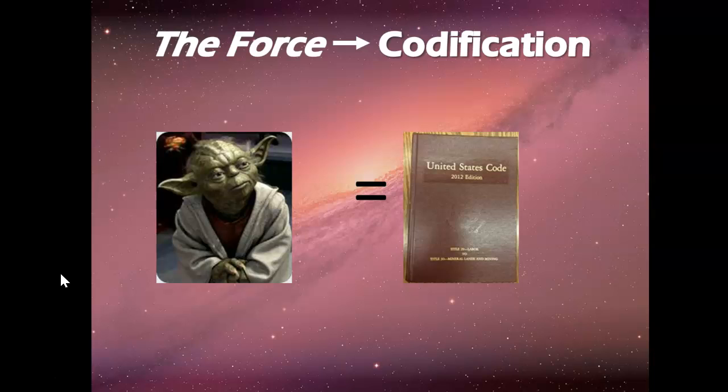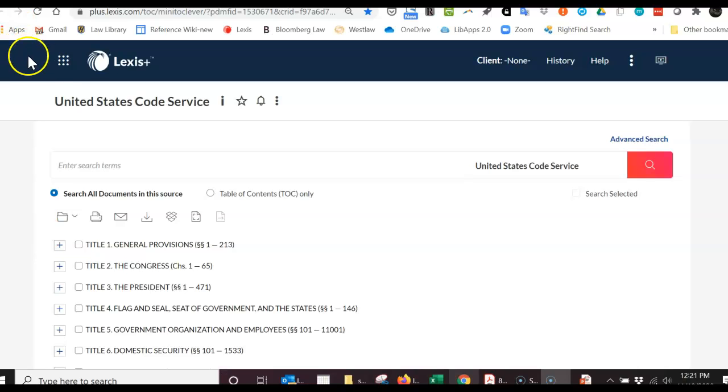Typically, you have a legal issue and you need to find the law about that issue. So you would want something arranged by issues, by subjects, to help you find the law. And that is the first thing that the magic of the force of codification does for us. So let's see an example of how that works. So here on Lexis, we see the United States Code Service. This is Lexis's version of the United States Code.